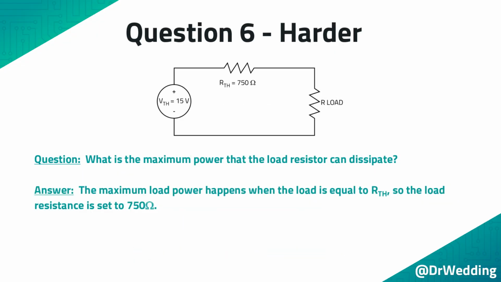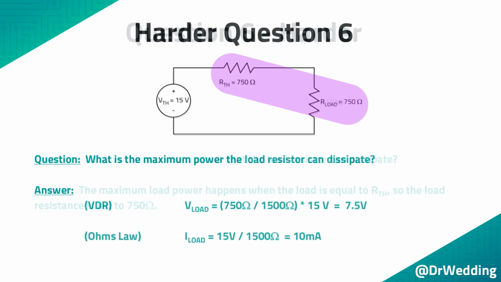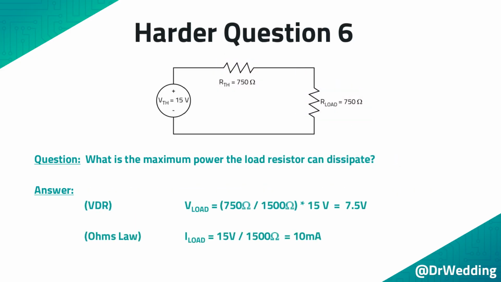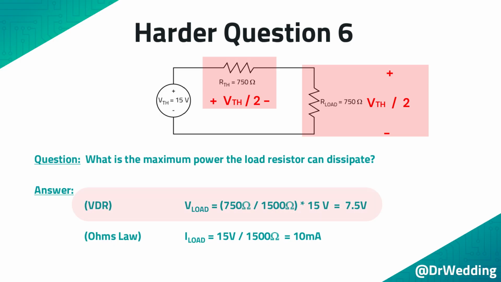Question 6 is a little harder. What is the maximum power that the load resistor can dissipate? The maximum load power happens when the load is equal to our Thevenin, so the load resistance is set to 750 ohms. You know that when there is maximum power transfer, half the voltage is across the Thevenin resistance, and half the voltage is across the load. This was demonstrated in question 4. If you forgot that fact, you can use the voltage divider rule. Either way, the load voltage is 7.5 volts.